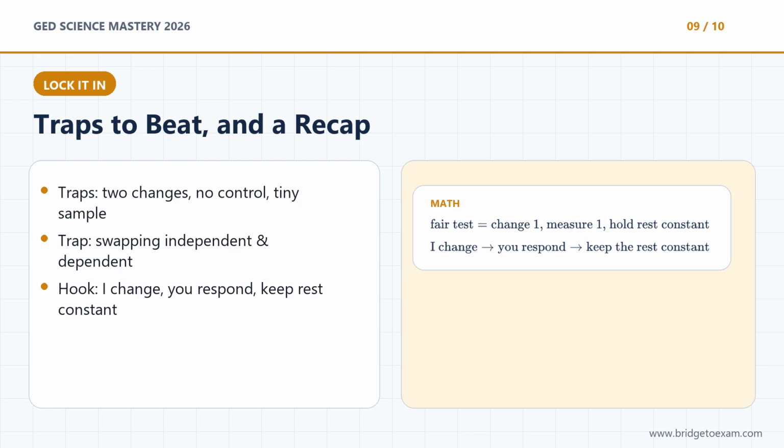Now the recap. A fair test changes one thing, measures one thing, and keeps the rest the same. Name the three roles: independent, dependent, controlled. Use the hook. I change, you respond. Keep the rest constant. Do that, and experiment questions become gifts.